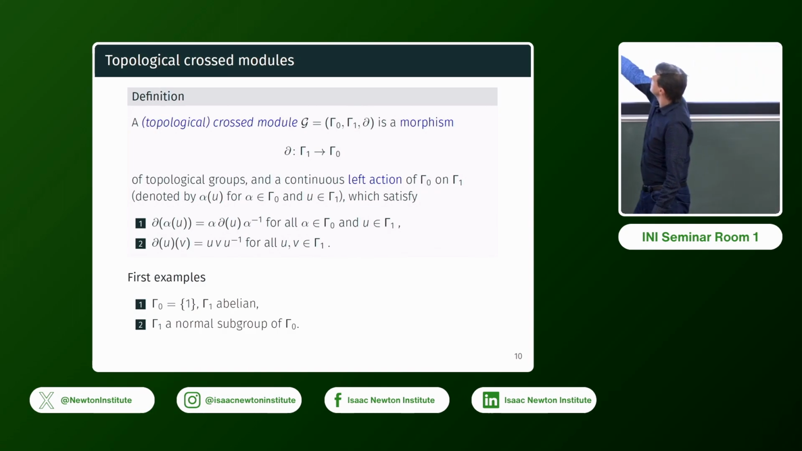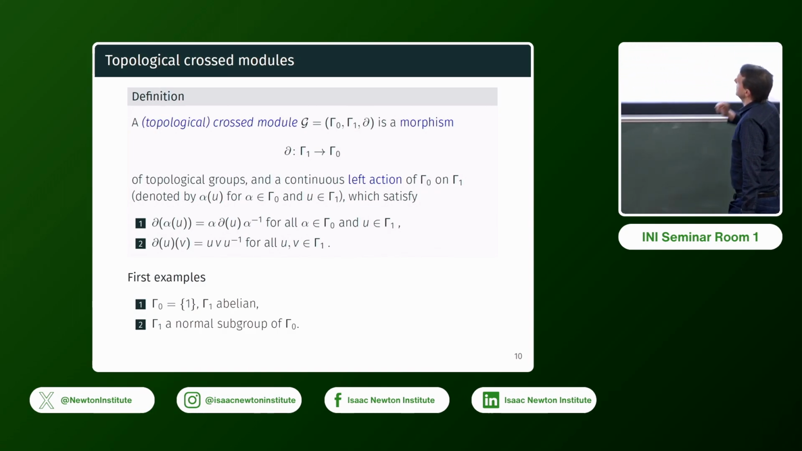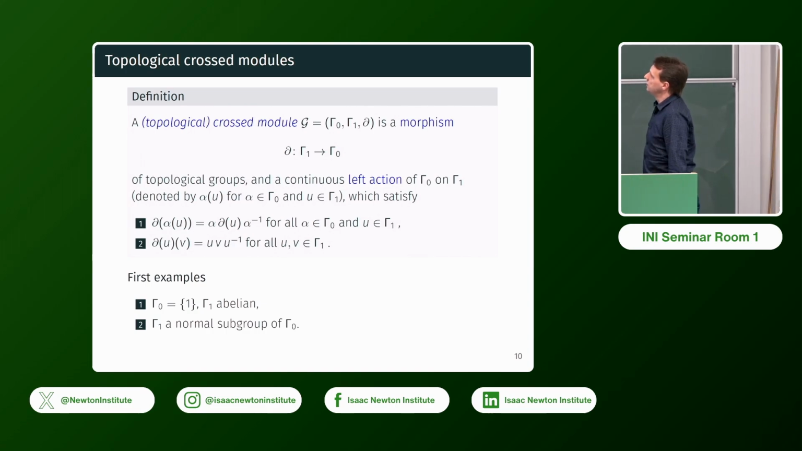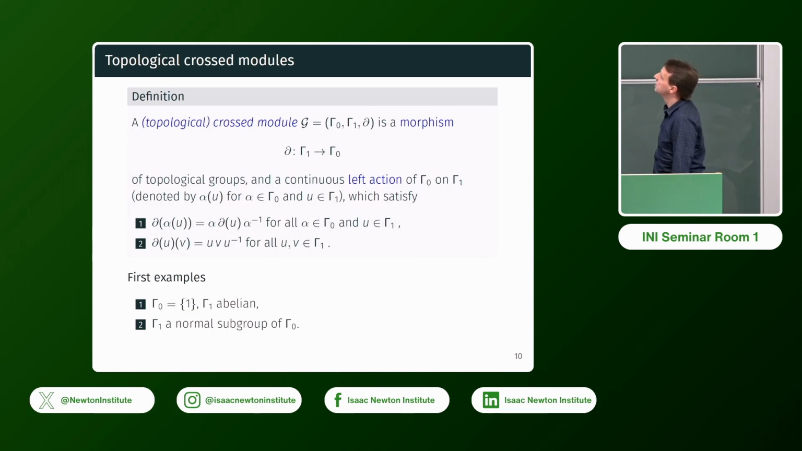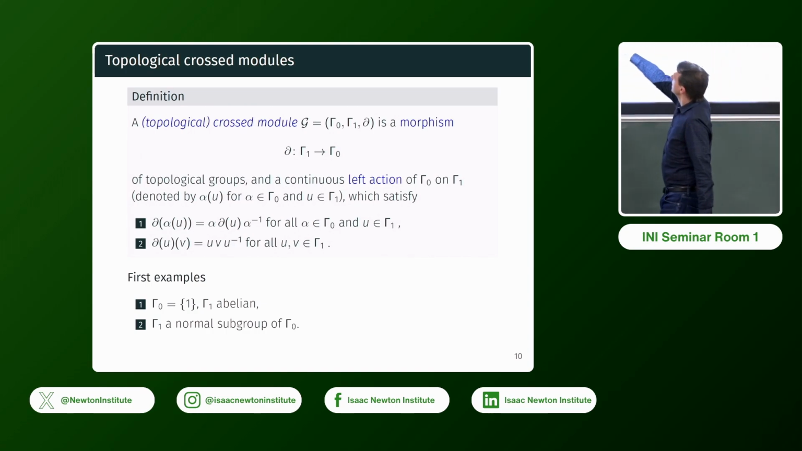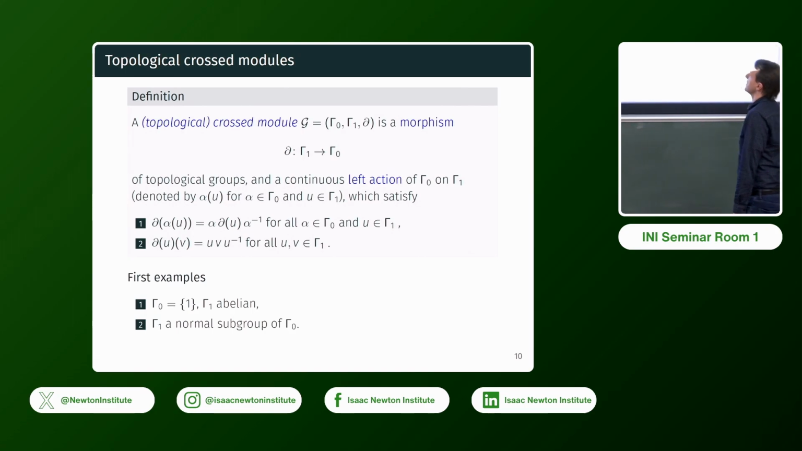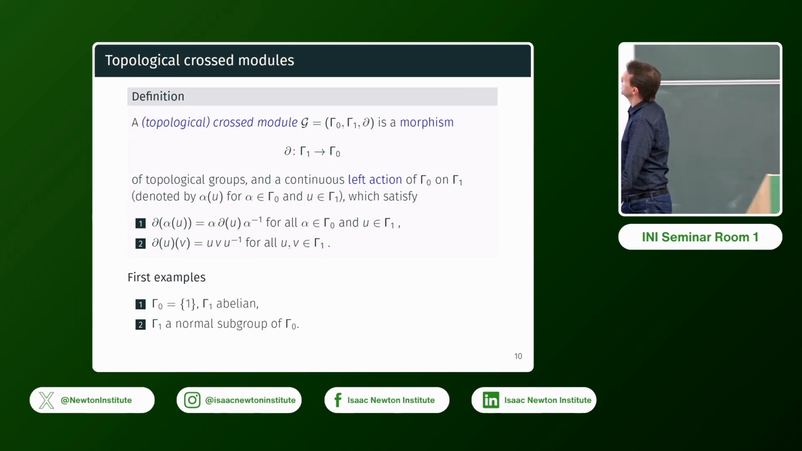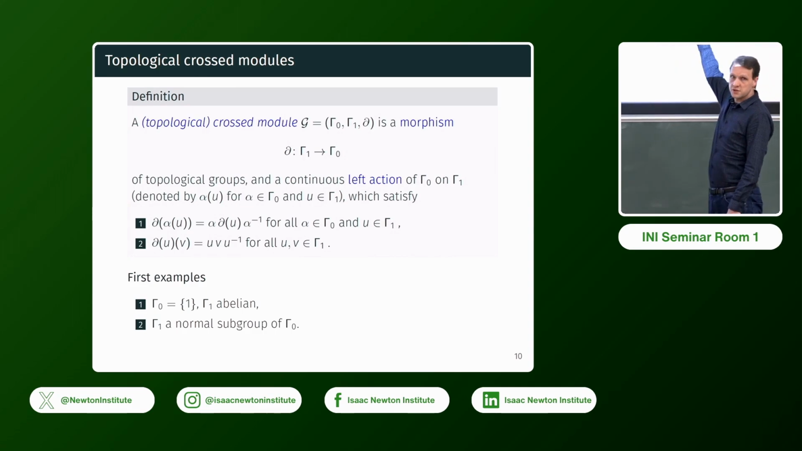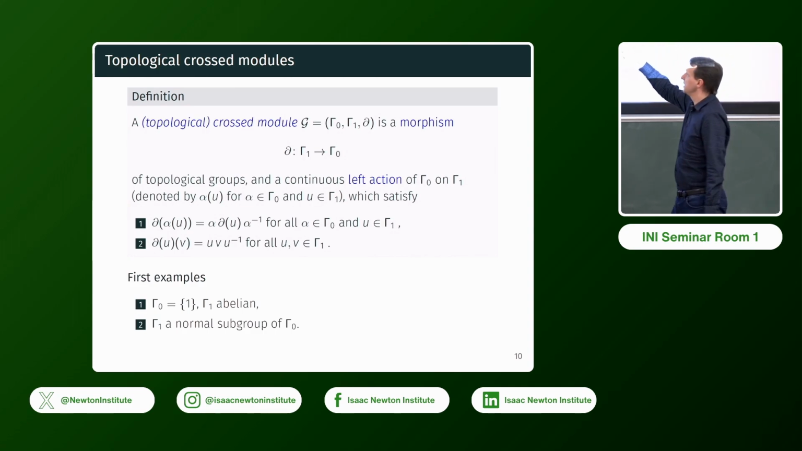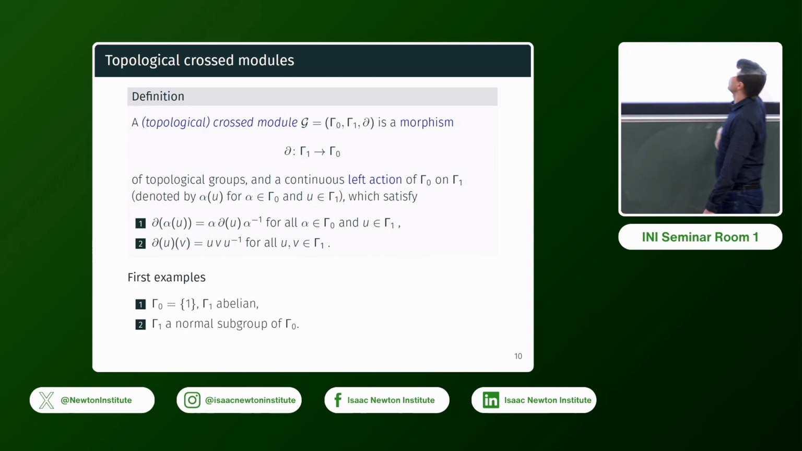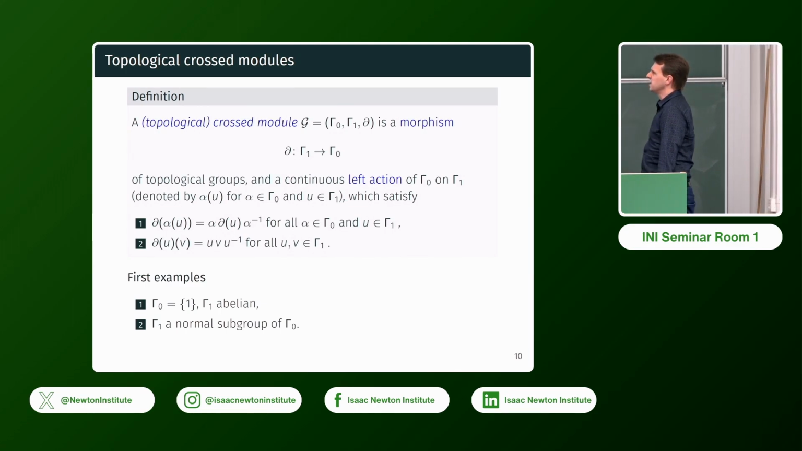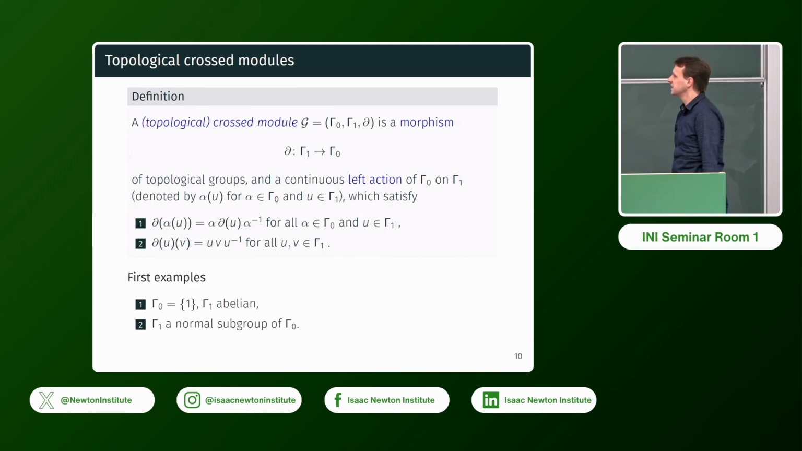The first one says that this delta that I have intertwines the left action of gamma 0 on gamma 1 with the conjugation action in gamma 0. That's what this says. And then another thing that I can do is take an element in gamma 1, map it first to gamma 0, and then act with it, and that should also be equal to the conjugation. So these are the two conditions. I think they're sometimes called Peiffer rules.